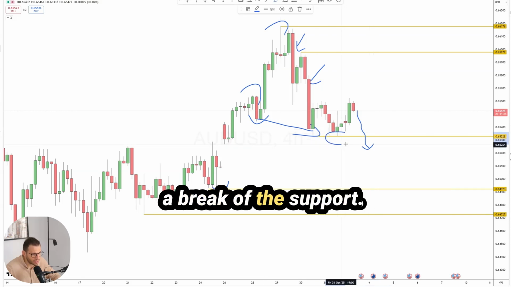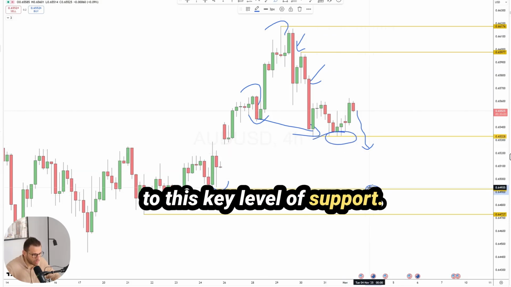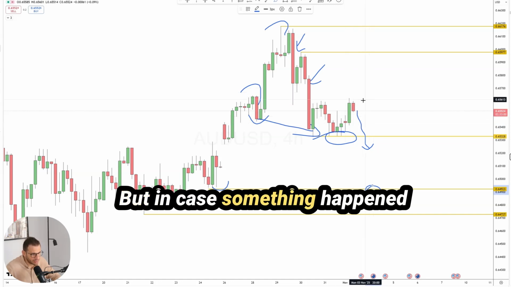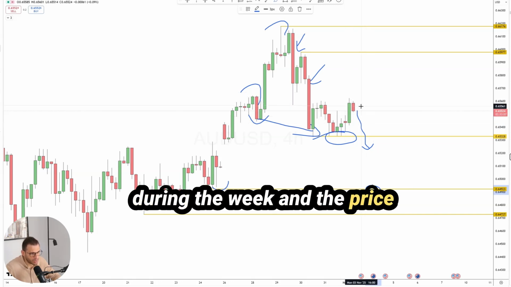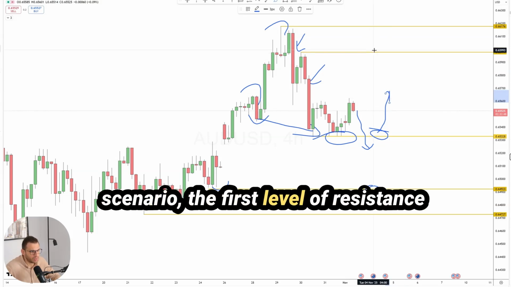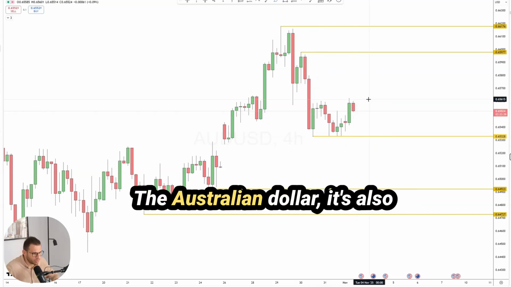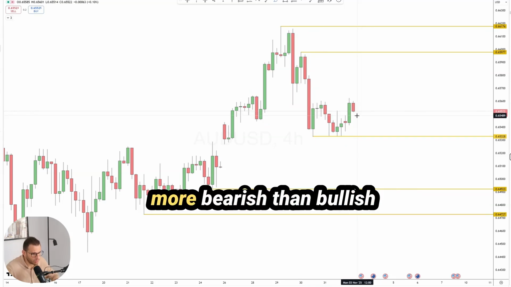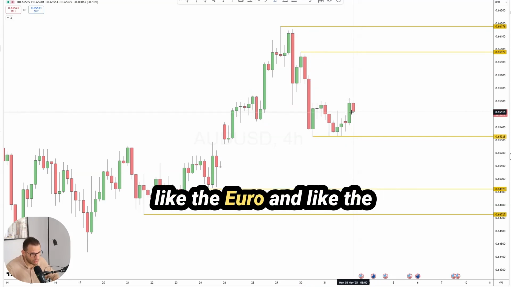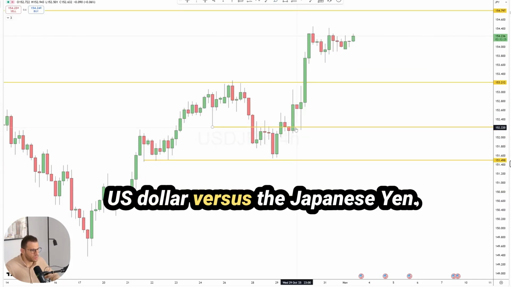A break of this support will push the price lower to this key level of support, but in case something happens during the week and the price bounces off the support and moves upward, which is an unlikely scenario, the first key level of resistance will be the high of this swing point. So the Australian dollar is also more bearish than bullish, like the euro and like the sterling versus the US dollar.